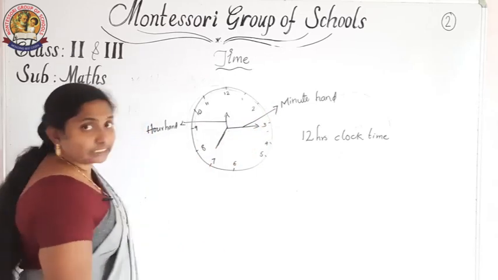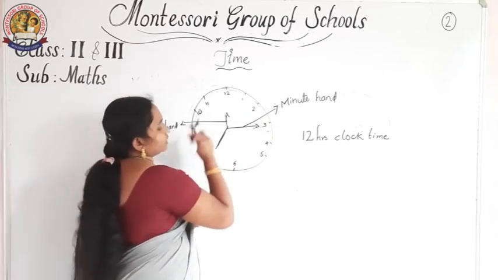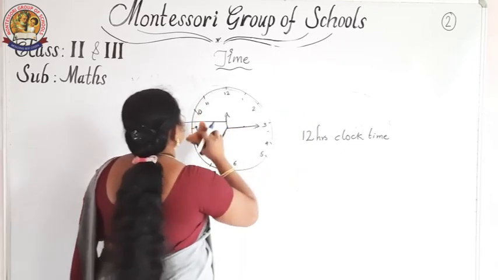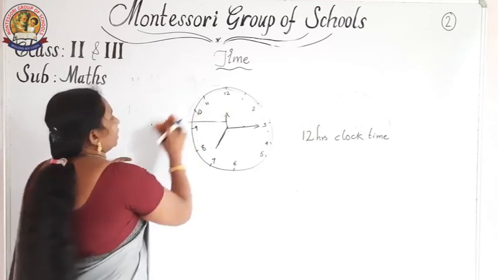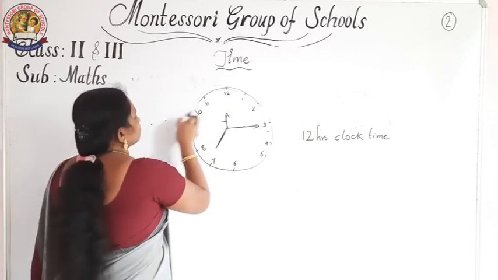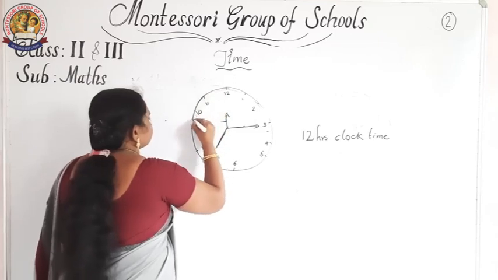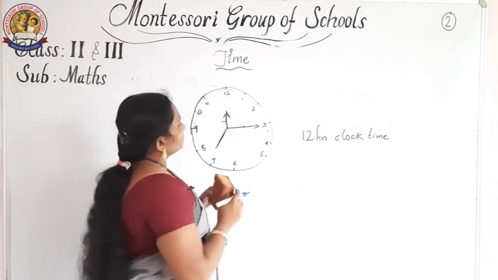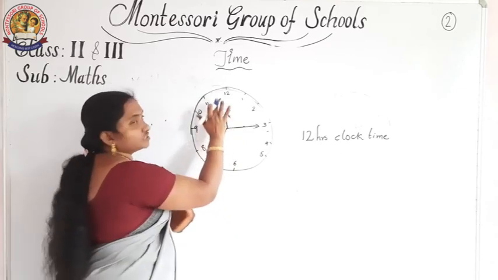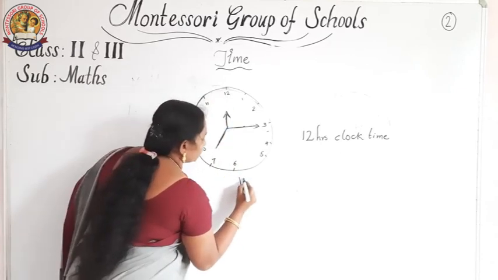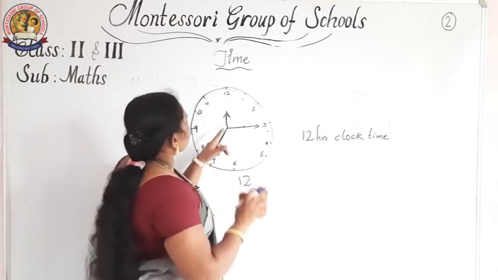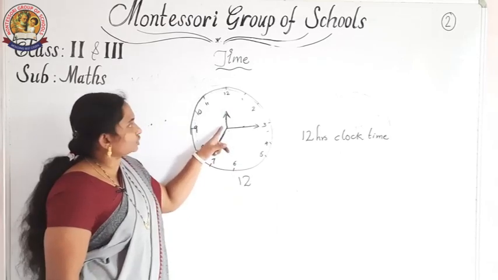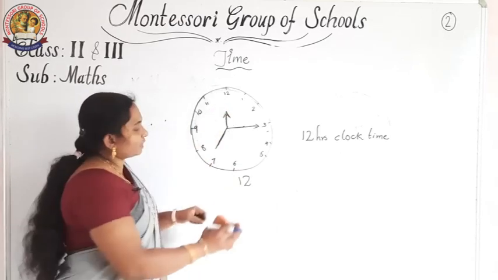How can we write a time? First listen carefully. This is the minute hand. This is the hour hand. Understood, all of you? Now listen, how to measure a time. Here, which number does the short hand show? 12. Whatever number the short hand shows, you write as the exact hour. So here the short hand shows 12, so I am writing 12.